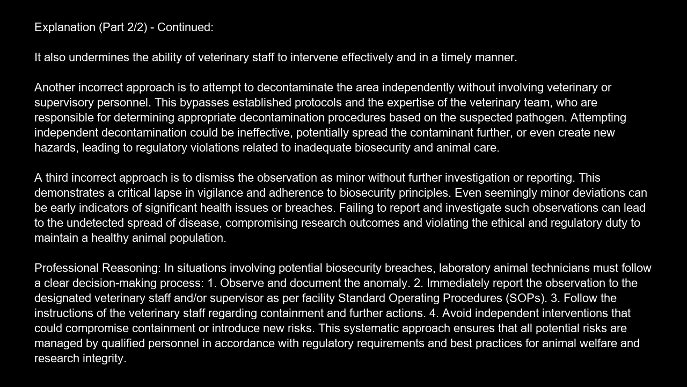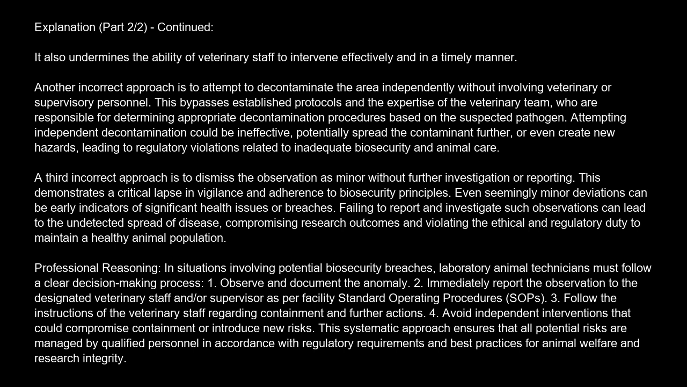A third incorrect approach is to dismiss the observation as minor without further investigation or reporting. This demonstrates a critical lapse in vigilance and adherence to biosecurity principles. Even seemingly minor deviations can be early indicators of significant health issues or breaches. Failing to report and investigate such observations can lead to the undetected spread of disease, compromising research outcomes and violating the ethical and regulatory duty to maintain a healthy animal population.